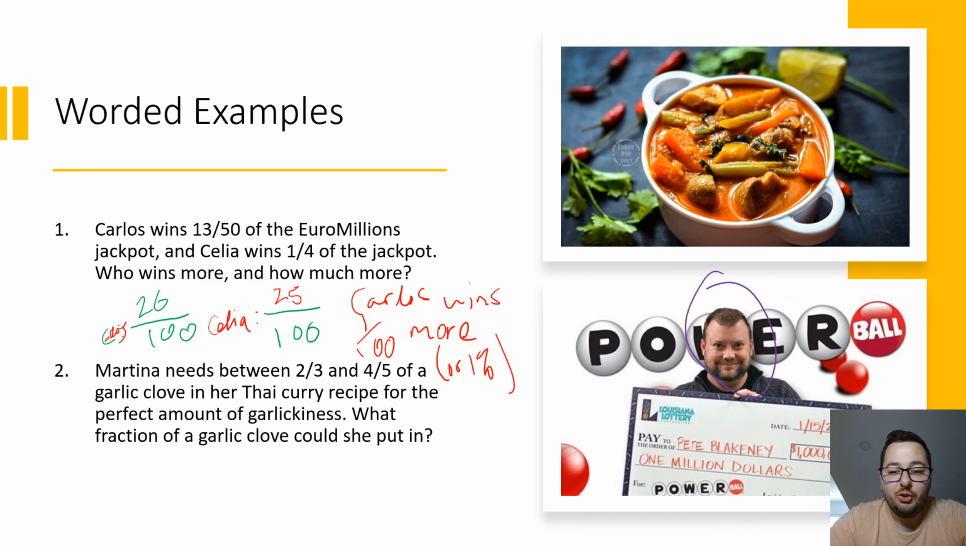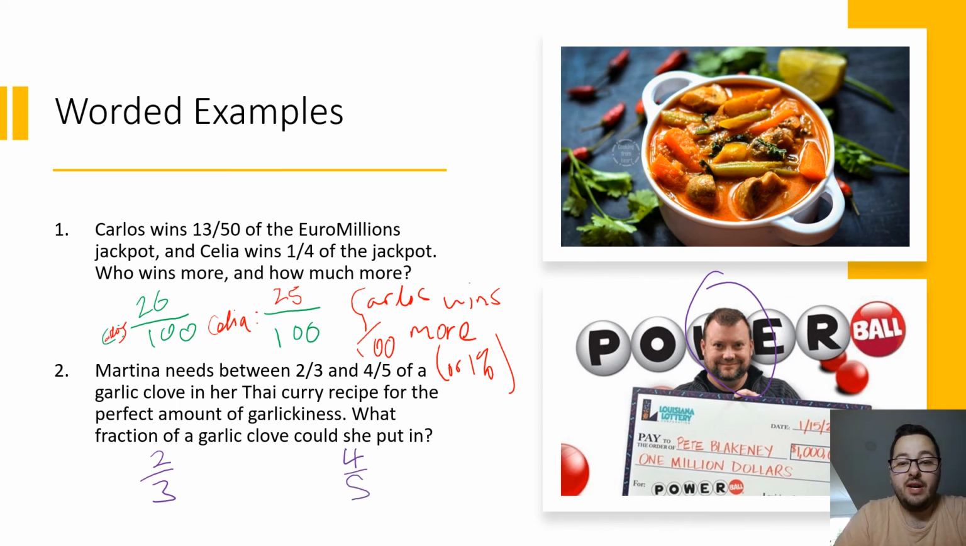Okay, number 2, Martina needs between 2/3 and 4/5 of a garlic clove in her Thai curry recipe for the perfect amount of garliciness, which I googled and is actually genuinely a word, garliciness. What fraction of a garlic clove could she put in? So she wants between 2/3 and 4/5.